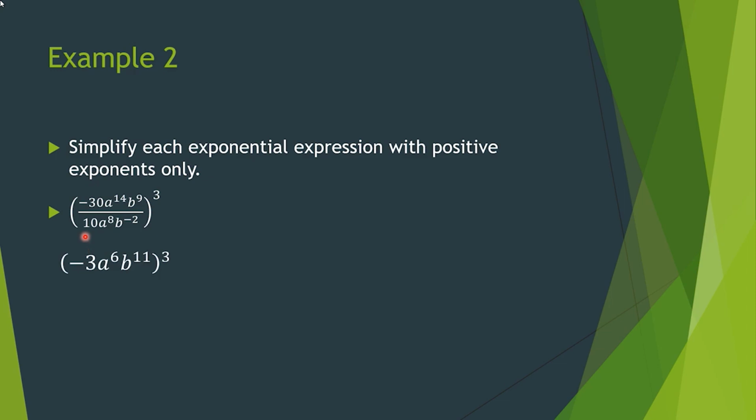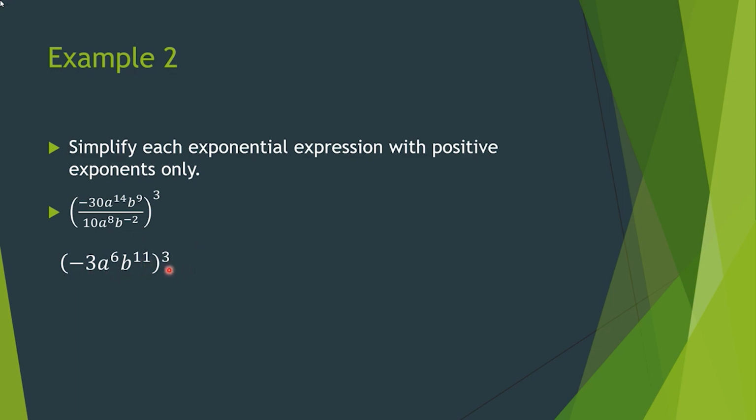So to simplify the numbers, negative 30 over 10 is negative 3. A to the 14th over a to the 8th: using the quotient rule, you subtract the powers. 14 minus 8 is 6. Then b to the 9th over b to negative 2. This might be a little tricky here, but you're still subtracting. You're doing 9 minus negative 2, which gives you positive 11.